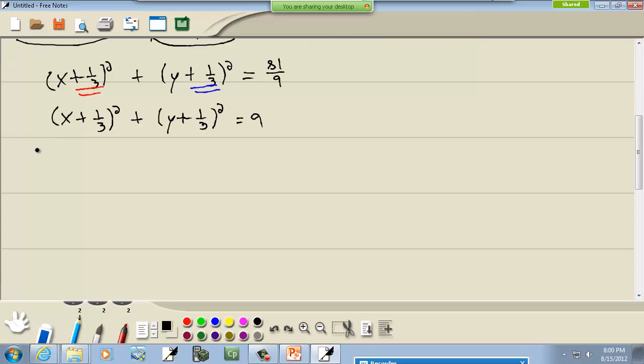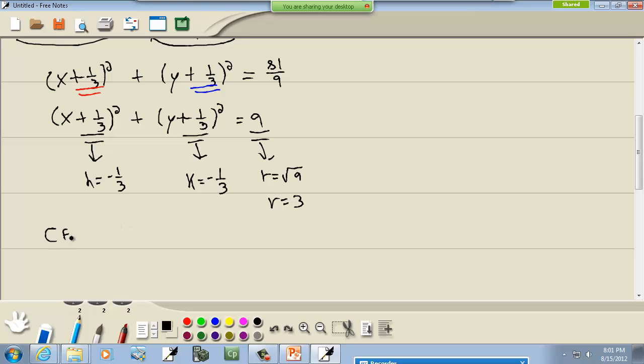Okay, so this is going to be our h, and it's going to be opposite sign, so it's negative 1/3. This is going to be our k, and it's opposite sign, so it'll be negative 1/3. And this is our r, and we just have to take the square root of it. So square root of 9, which gives us 3. So our center is going to be (h, k), which is (negative 1/3, negative 1/3). Our radius is r, which is going to be 3. So that's part A. Find the center and radius.